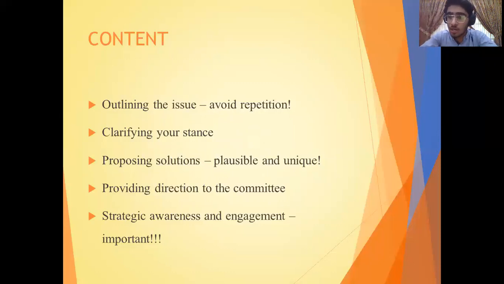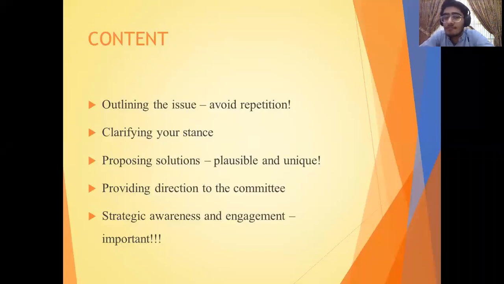This is absolutely crucial because when that framework is eventually, hopefully, added to the draft resolution that goes on to pass, that is a very good sign of your skill as a diplomat, as someone who was able to push their narrative in the committee and was able to successfully stand out. The fourth thing to note here, and this is also something that a lot of delegates miss out on, is providing direction to the committee. This is an incredibly effective way to utilize your speech in the best possible manner.